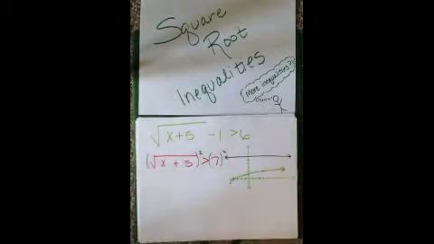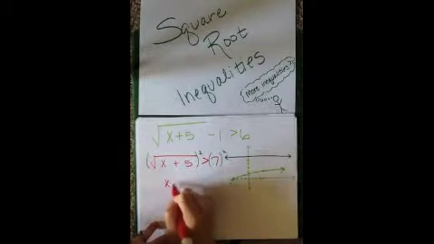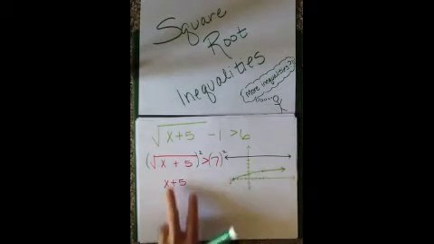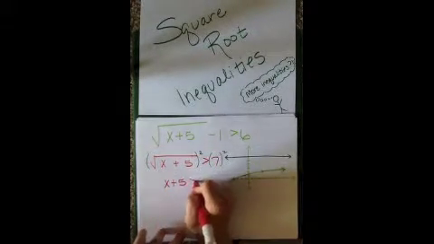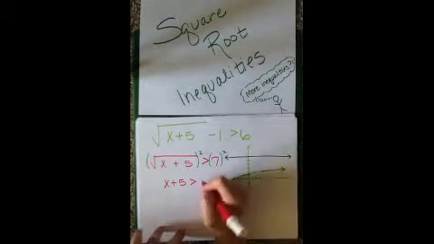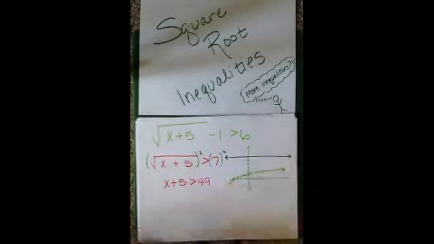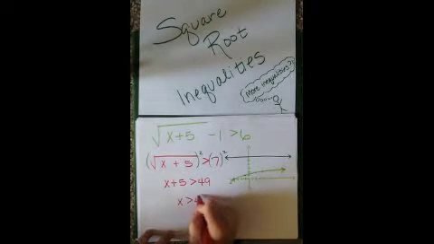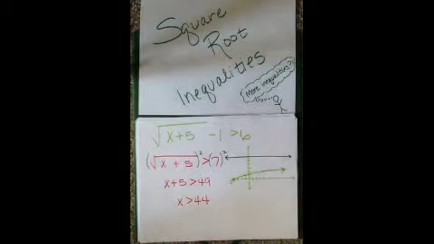And what you do to one side, thou shalt do to the other. So when I square the square root of x plus 5, I just get x plus 5. It cancels out that square root and you're just left with what's inside. Square 7, and I get 49. Now it's pretty easy algebra. Subtract the 5, and I get that x is greater than 44.